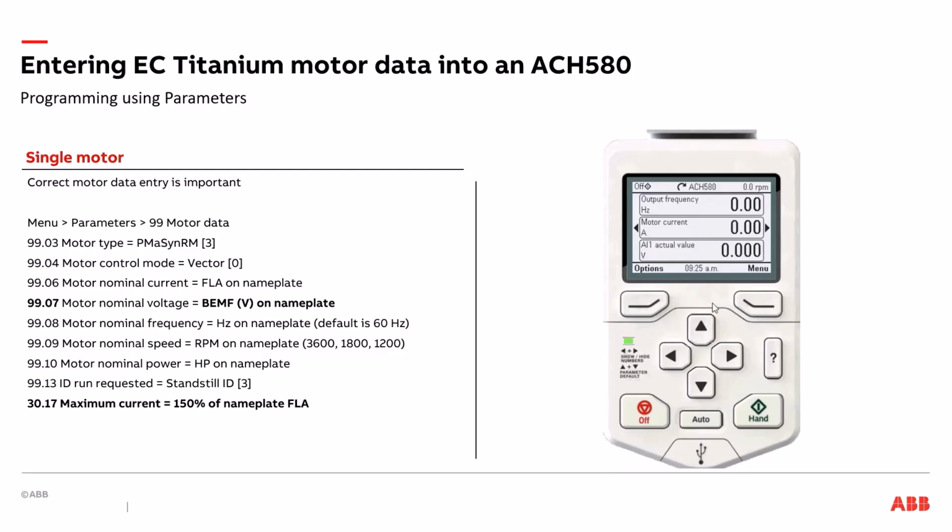So now we are ready to perform a motor ID run. Here we can just now press the Hand button, and the drive will inject energy into the motor to do a static or no rotate ID run. All right, the ID run was successful. You are now ready to run the motor.